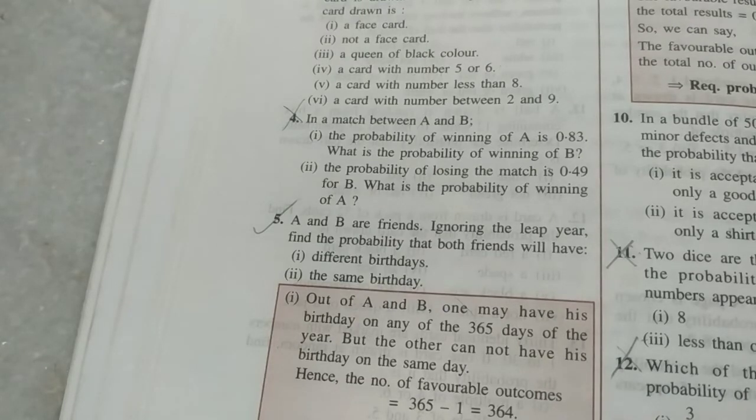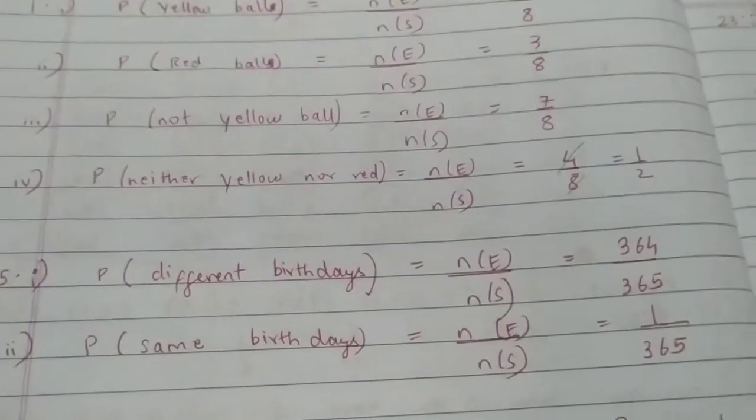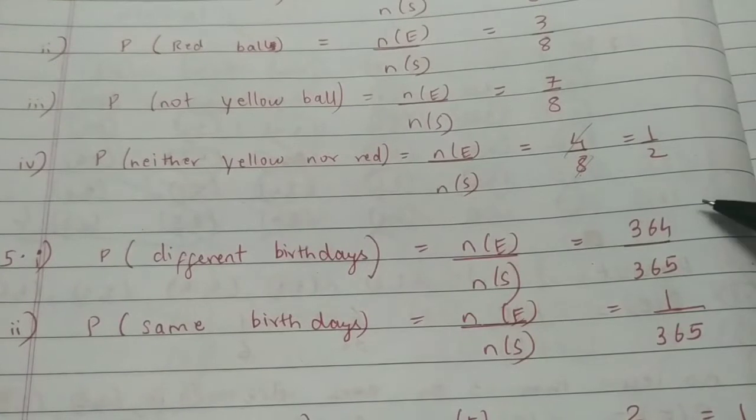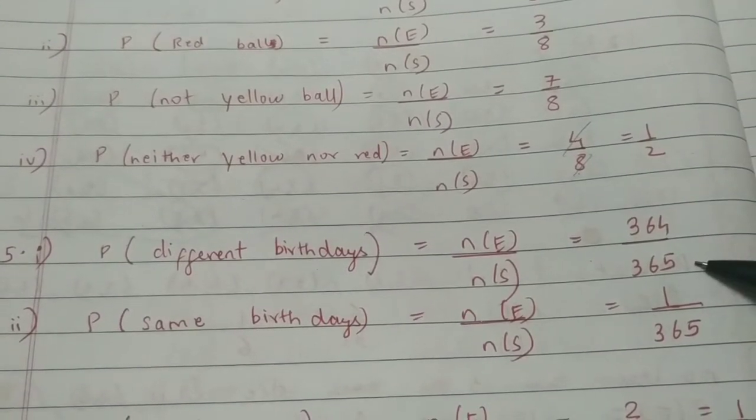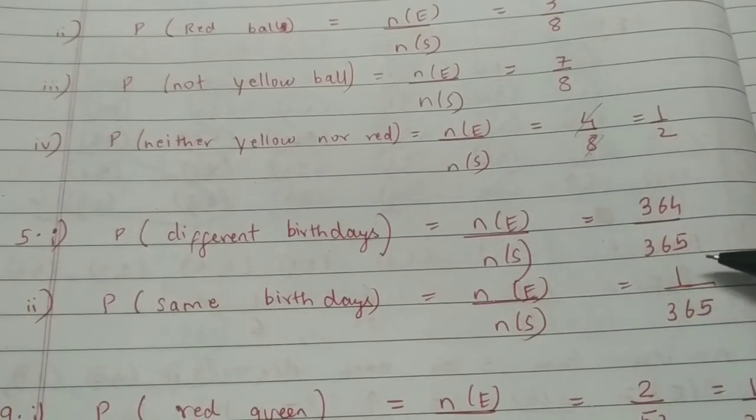If you would have chosen A's birth date as 1st January, then out of the 365 days, only one date is valid for B to have the birthday on the same day as A, which is 1st Jan. The remaining 364 days would mean that B's birthday falls on a different day. So the probability of them having different birthdays is 364 upon 365, and the probability of them having the same birthday is a very rare event. It's 1 upon 365.